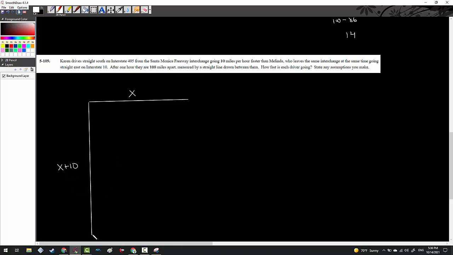Now, at this point in time, they did say that they were, after 1 hour, 108 miles apart and separated by a straight line drawn between them. And I hope we recognize the shape that is right there, because the way we're going to solve for x is our good old buddy, the Pythagorean theorem. And we're going to set this up. x squared plus (x plus 10) squared equals 108 squared.